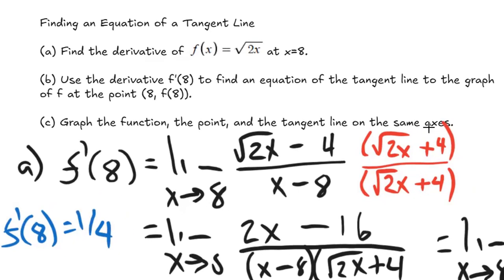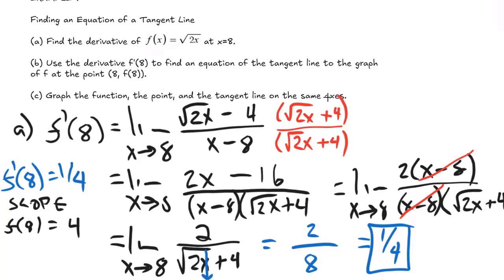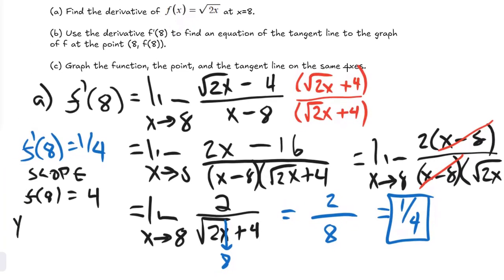For part B, we want to use the derivative f prime of 8 to find an equation of the tangent line to the graph at that point. So we know that f prime of 8 is the slope, and we also know that f of 8 is 4. So using the point-slope formula, we have y equals f of 8, which is 4, plus f prime of 8, which is the slope, 1/4, times x minus the x value we use, which is 8.